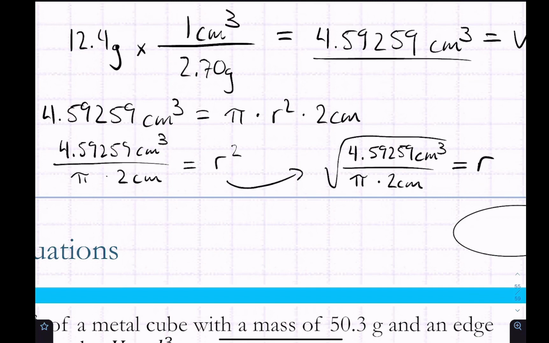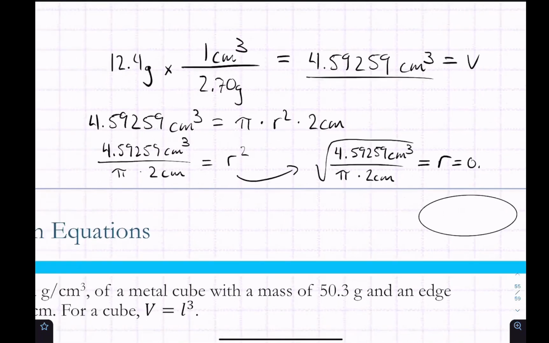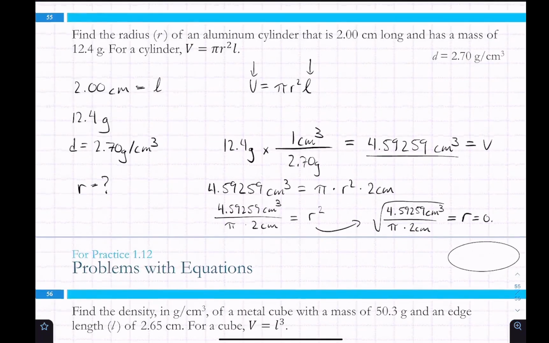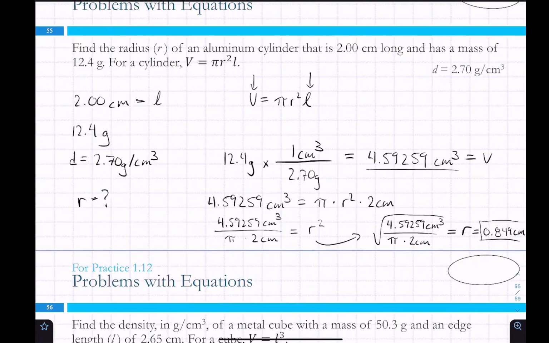All right, so now 4.59, oh wait, I have the whole thing in my calculator. So divided by pi divided by 2, and then square root of all that. So r equals 0. Checking for sig figs, 3 sig figs. 4.9 centimeters is r. And actually, there's a weird thing that happens when you take the square root for significant figures. But, so that's kind of a weird algebra-heavy problem.